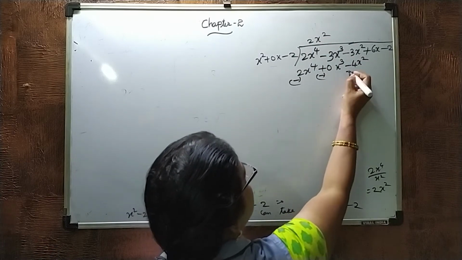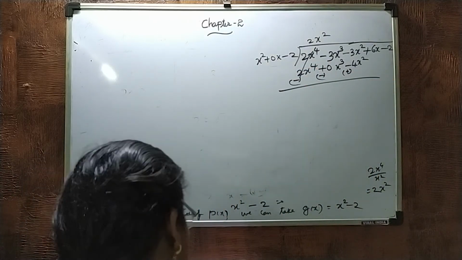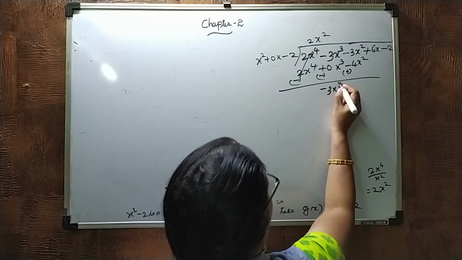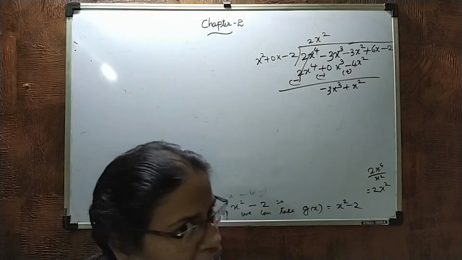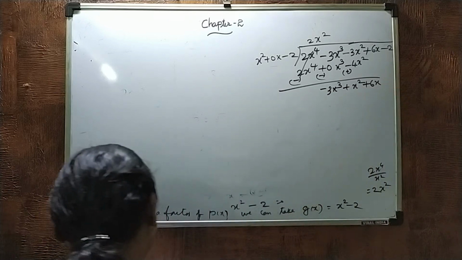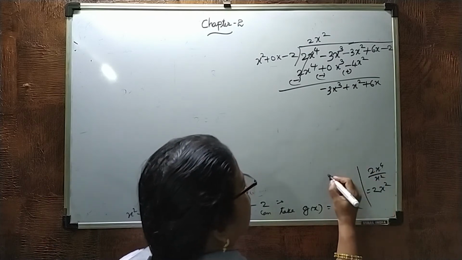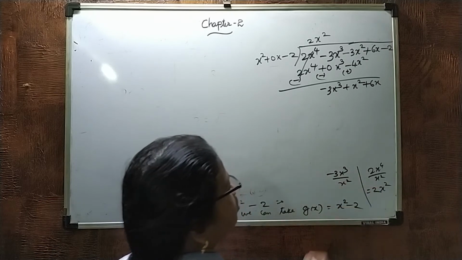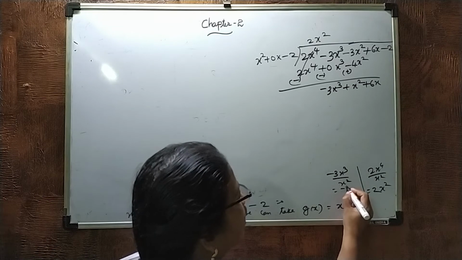Take the additive inverse. Then here it will be cancelled and it will be negative 3x^3. Then here it is plus x^2. Then only one term needs to come down. It will be plus 6x. So next, again, what should you do? Negative 3x^3 divided by x^2. So negative 3 will be there. Then 3 minus 2, 1. So it will be negative 3x.